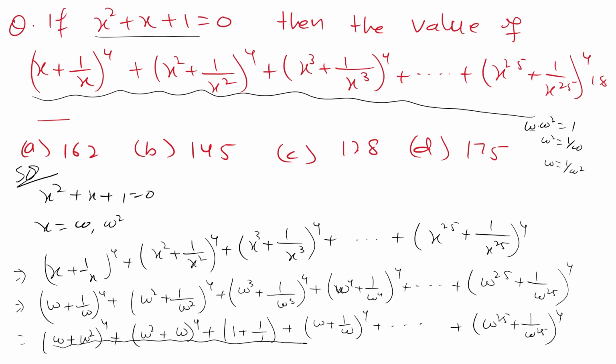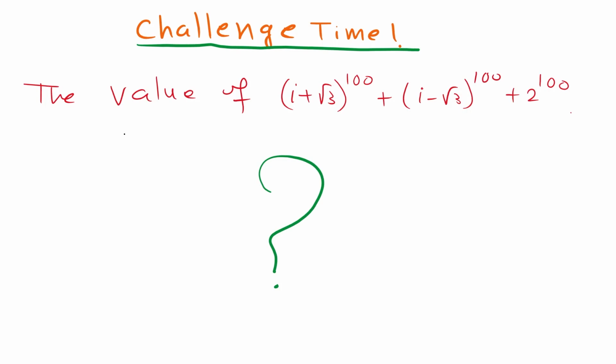So the final answer of this whole expression is 145. Is it clear? I have a question for you. You have to solve this one. This is your turn now. 1 plus root 3 to the power 100, plus 1 minus root 3 to the power 100, plus 2 to the power 100. You have to solve and write your answer in the comment section.